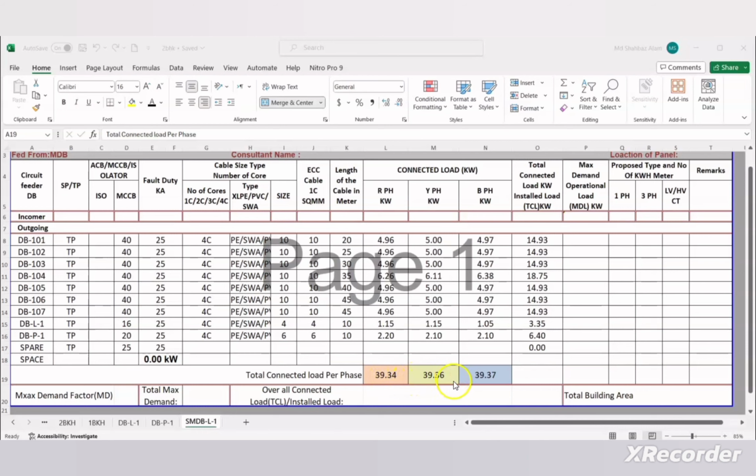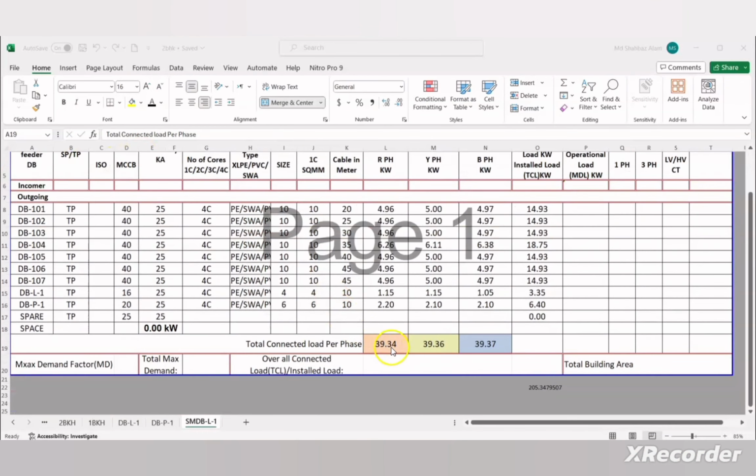Now, in order to get the total load connected on this SMDB, we have to sum the load connected on R phase, load connected on Y phase, and load connected on B phase.